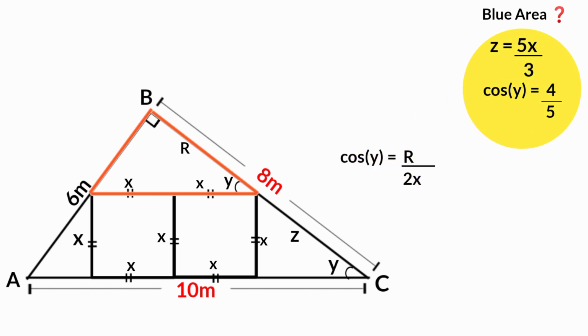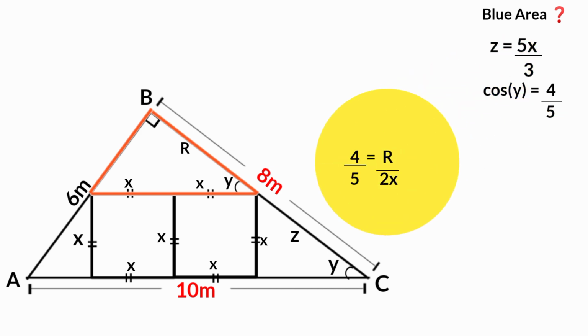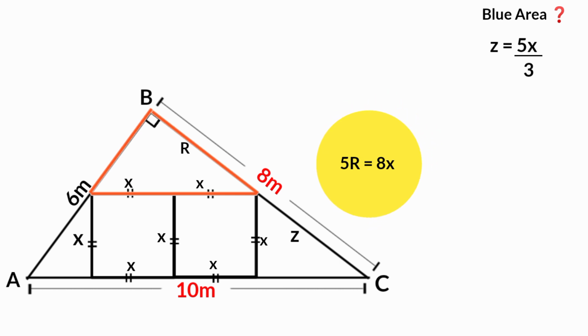But here, cos y is 4 over 5. We will substitute here now. 4 over 5 equal to r over 2x. Cross multiplying now. 5 times r equal to 4 times 2x. 5 times r is 5r, and 4 times 2x is 8x. So 5r equal to 8x. Dividing both sides by 5. Here 5 cancels 5. So r equal to 8 over 5x.